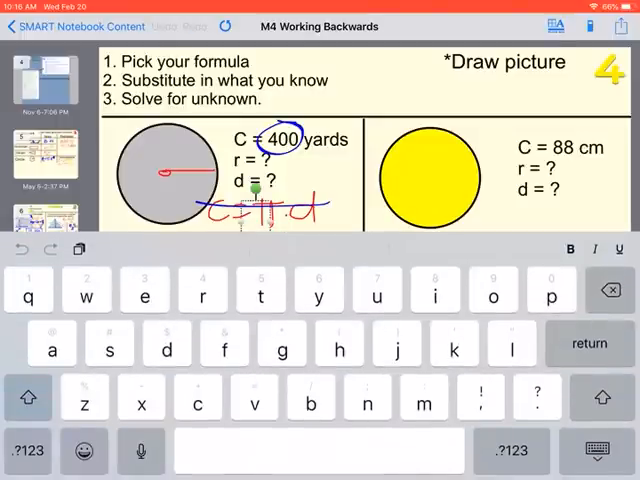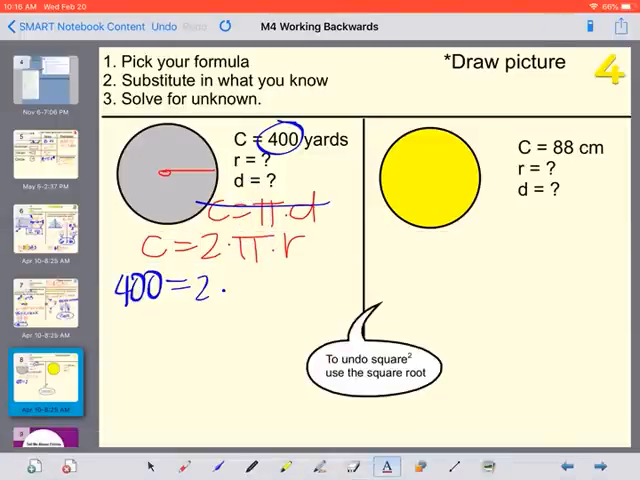I'm just going to fill in everything else that we know. 2 times pi times r. We're trying to find our radius. If we could find out our radius, we can also find out our diameter, all the way across, okay?